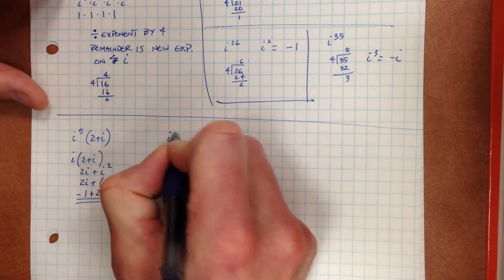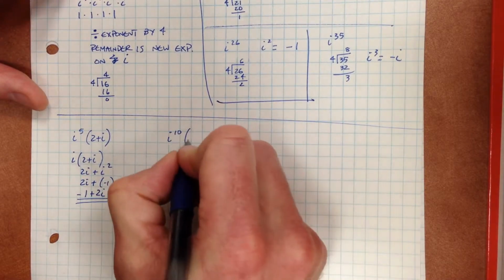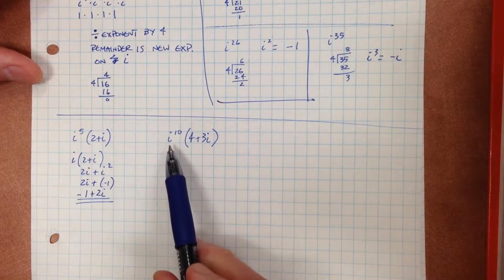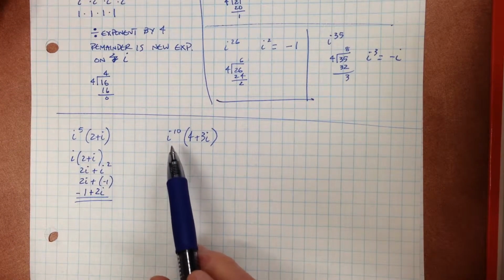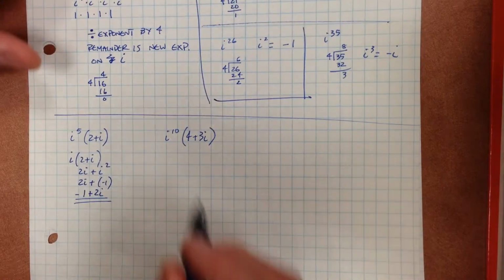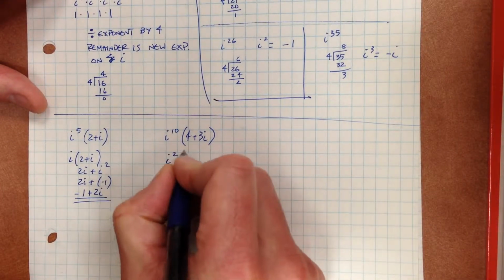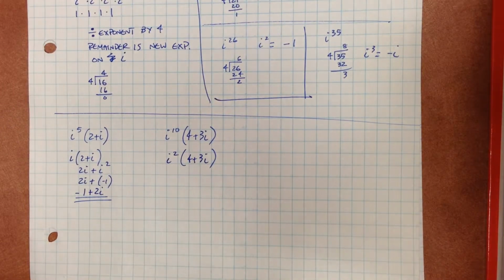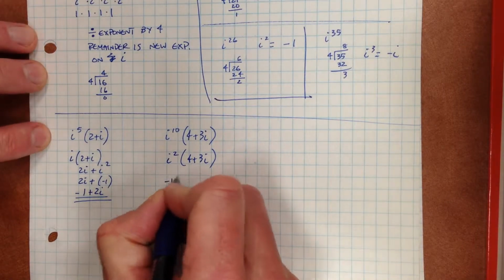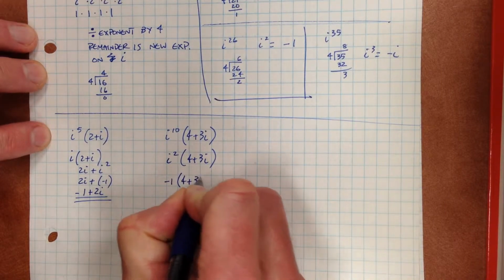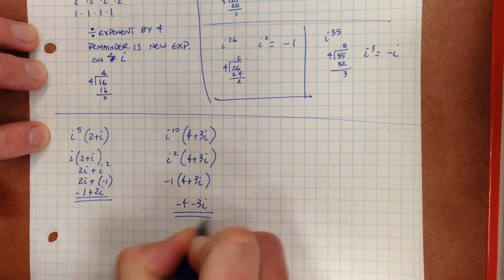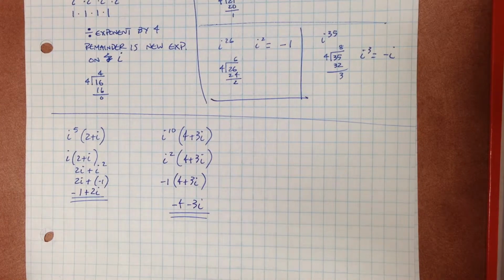How about i to the 10th times 4 plus 3i? So i to the 10th, so 4 goes in there 2 times, remainder of 2. Okay, so this is really actually i squared times 4 plus 3i. And looking at that, i squared, back to my cheat sheet up top, i squared is -1. So -1 times 4 plus 3i. Distribute that: -4 minus 3i. Real first, imaginary second.